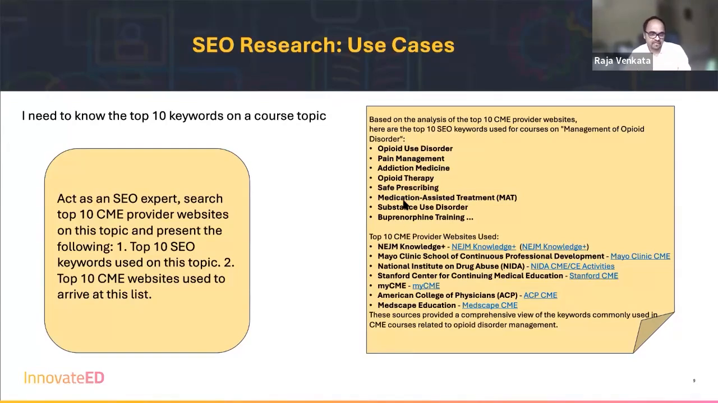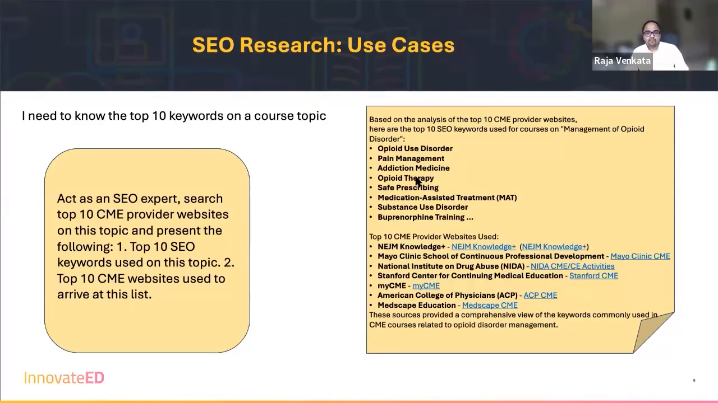We tried to redact it for the sake of brevity, and I've highlighted some of the key ones that I see from the prompt. So if you analyze this prompt output here, which is on the right side, you're seeing a series of keywords specifically that are used for courses on management of opioid disorder. And if you go through the list here, you might see an interesting combination of the words that came out of it. The first one, unsurprisingly, is opioid use disorder. Nothing earth-shattering there. I would expect to see that.